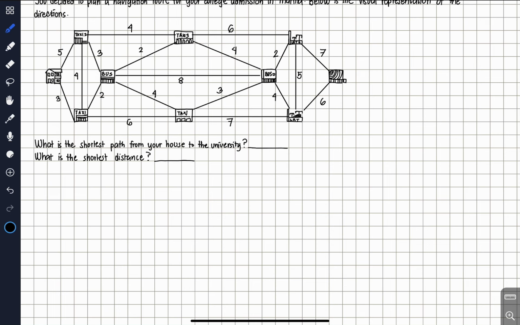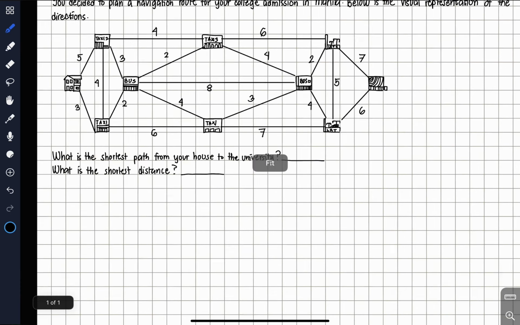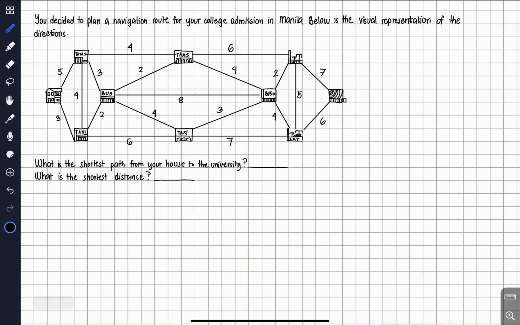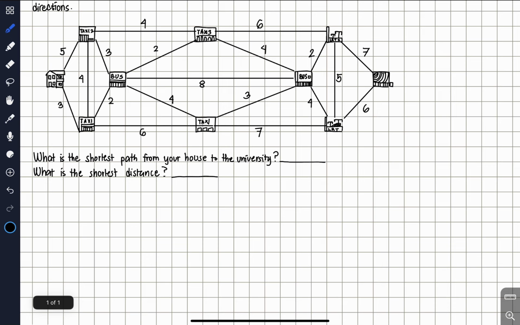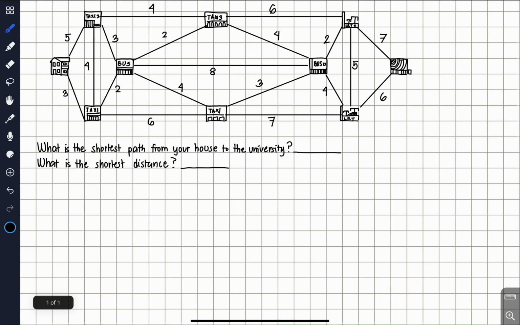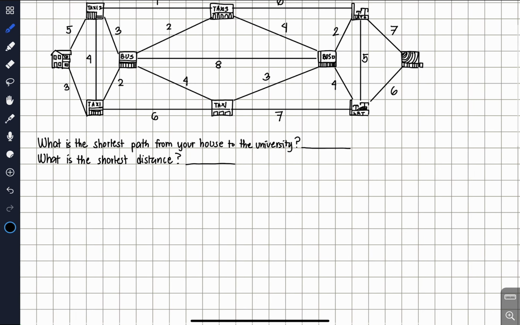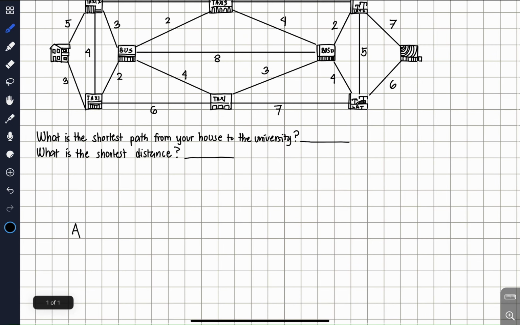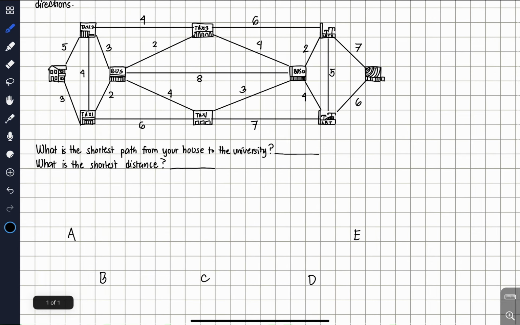So before doing the actual methods, let us first simplify this illustration by labeling the buildings or landmarks with letters so that we don't get confused later on. So let's start off with our house, which we can label A. First taxi station is letter B. The second is letter C. The LRT station is letter D. The university is E. Then going back, we label LRT2 as F.